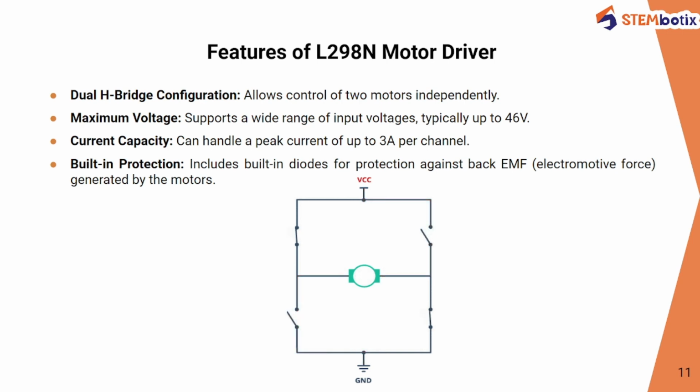After that, its current capacity. This particular L298N motor driver can handle a peak current of up to 3 ampere per channel. Built-in protection means it includes built-in diodes for protection against back EMF. EMF means electromotive force generated by the motor. So it protects the device from back EMF using the built-in diode.